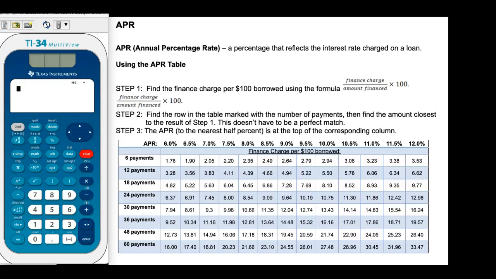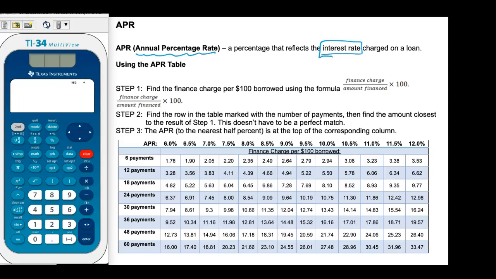In this video, I'm going to do two examples where we calculate the APR for a certain loan. APR stands for annual percentage rate, and this is just a percentage rate that reflects the interest rate charged on a loan. So basically the price the consumer pays to borrow money, because they can't borrow money for free. They have to actually pay the bank some money in exchange for being loaned this money.